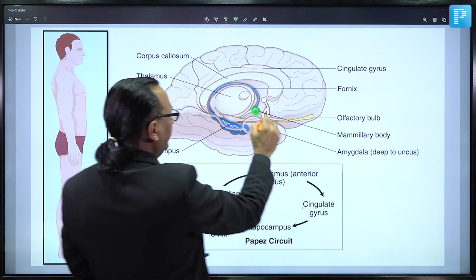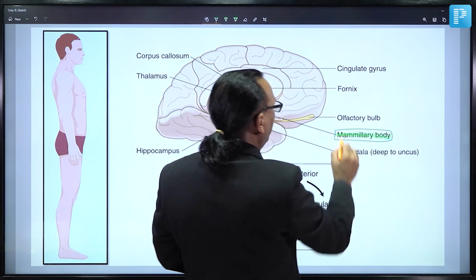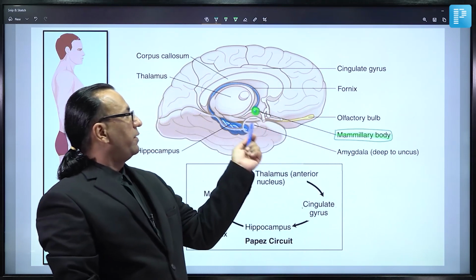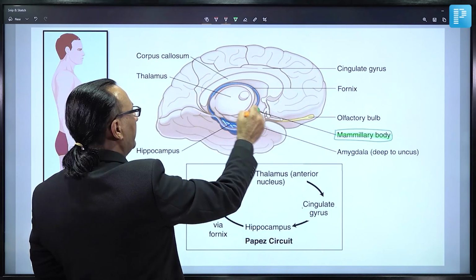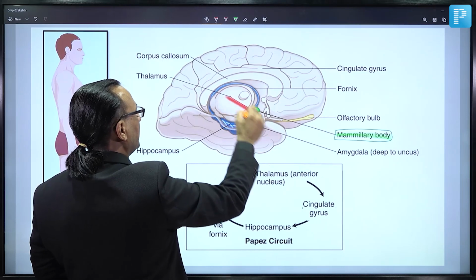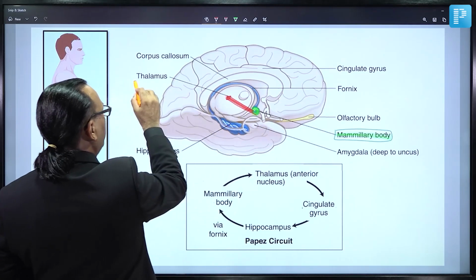The hypothalamic region. Now, we were talking about the mammillothalamic tract, which goes from the mammillary body towards the thalamus, basically mammillothalamic tract, reaching the anterior nucleus of the thalamus.